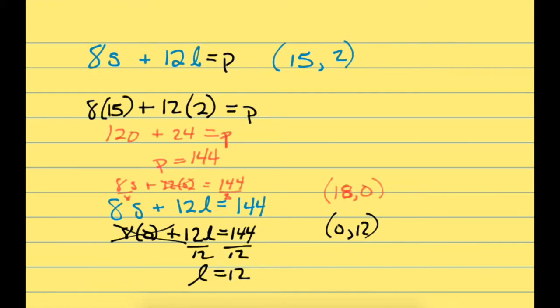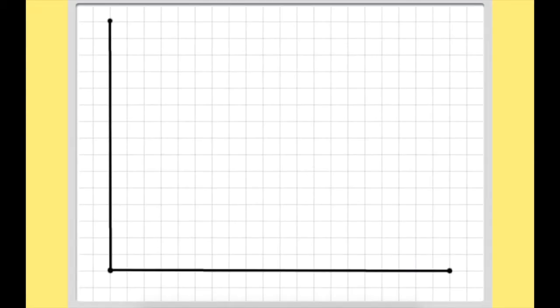So those are my intercepts. So if I go to my graph, I don't need the negative areas of my graph because I can't use a negative number of vans. So let's go up by 2s. Now, one of our points was 0 small vans, 12 large vans.